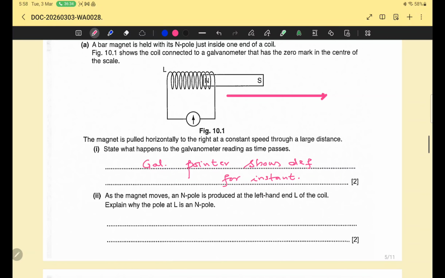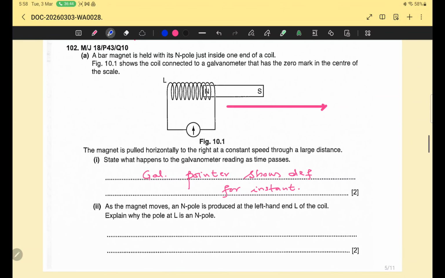And now the second part: as the magnet moves, a north pole is produced at the left hand end of the coil. Now read this question carefully. It is not simple. The magnet is moved in this direction. You are given this direction. So the left hand side of the coil produces north pole. Explain why the pole at the left side is north pole. So I am explaining.